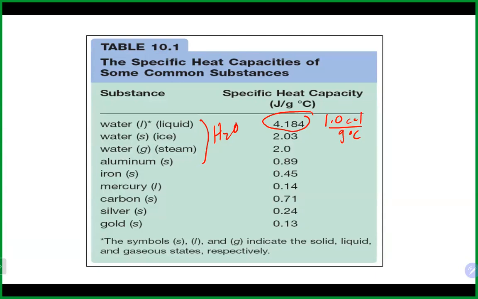The other ones will be given to you, but you do need to know liquid water as you go through. Liquid water will not be given to you, but if it was something like gold or silver or iron, I don't even know it, so I would give it to you in that case. But definitely the liquid water one you do need to know. Other questions on that?